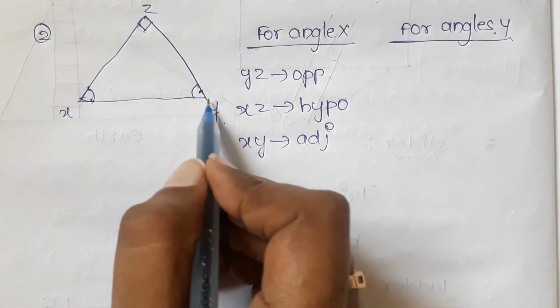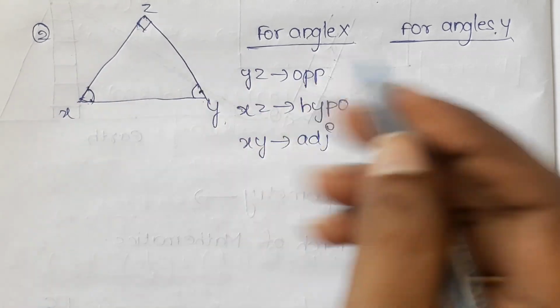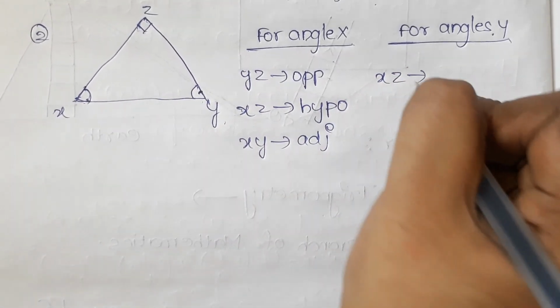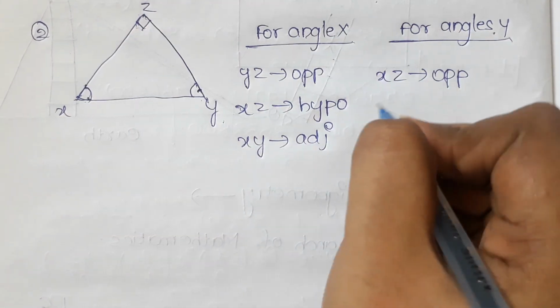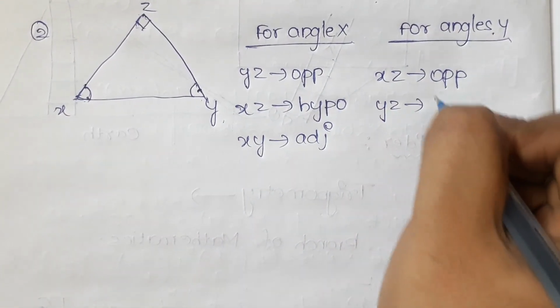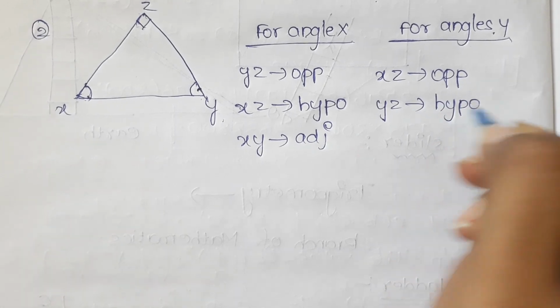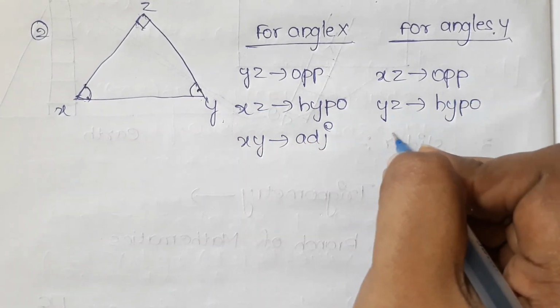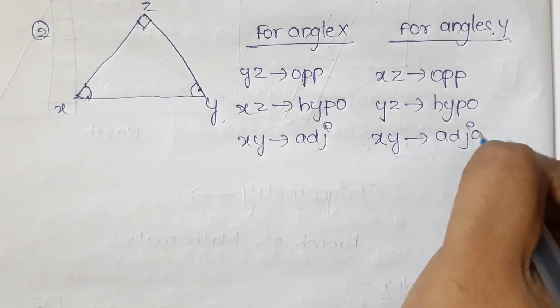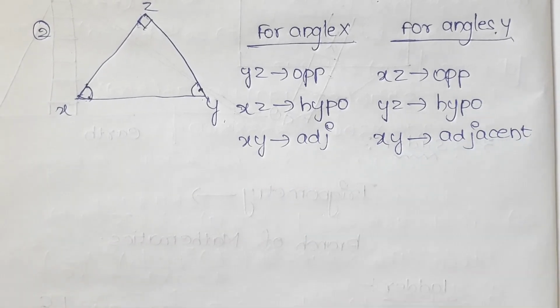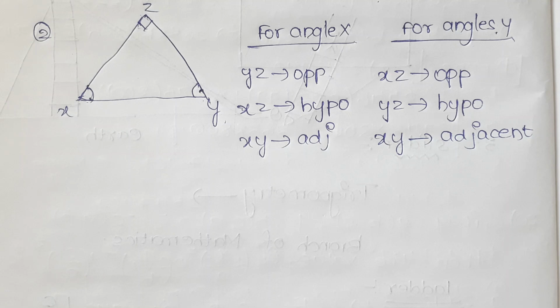And now for angle Y, it is different. For angle Y, according to Y, XZ is the opposite side, YZ is the hypotenuse, and XY is the adjacent side. And for different triangles, different angles, the sides are also different.